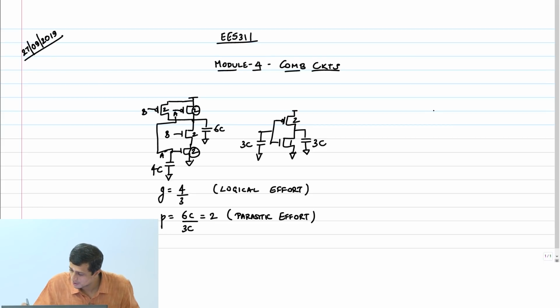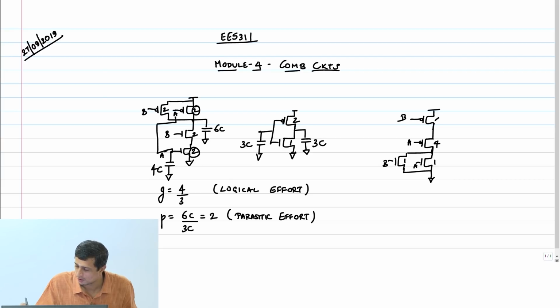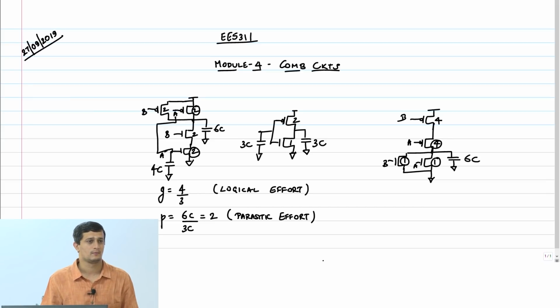Okay. So similarly, let's do one more for the NOR 2. A, B, A and B, this is VDD. Sizes are 1, 1, 4, 4. What's the net output cap? Again 6C. 4 coming from here, 1 coming from each of these. 6C is the output cap.